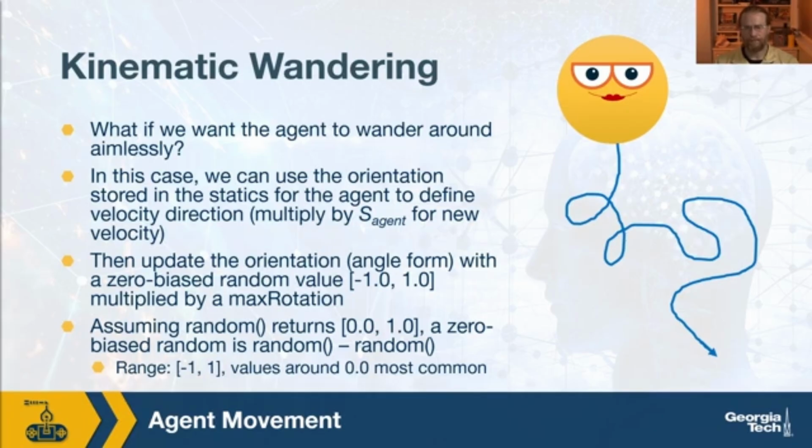And then you can just add that to the orientation. And then the new orientation gives you your new direction to go in vector form. So if you have the orientation in vector form, so like the sine and cosine or cosine and sine of the angle terms, then you can use that times the agent speed, and that'll set the velocity as well. And so we get this nice wandering behavior over many frames.